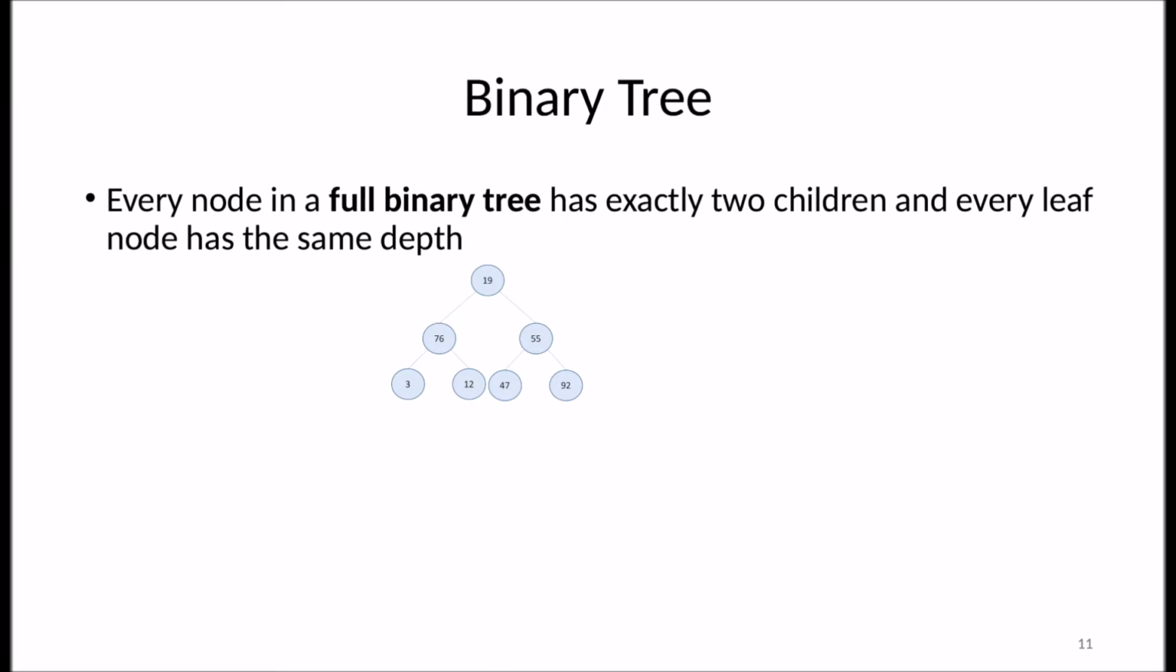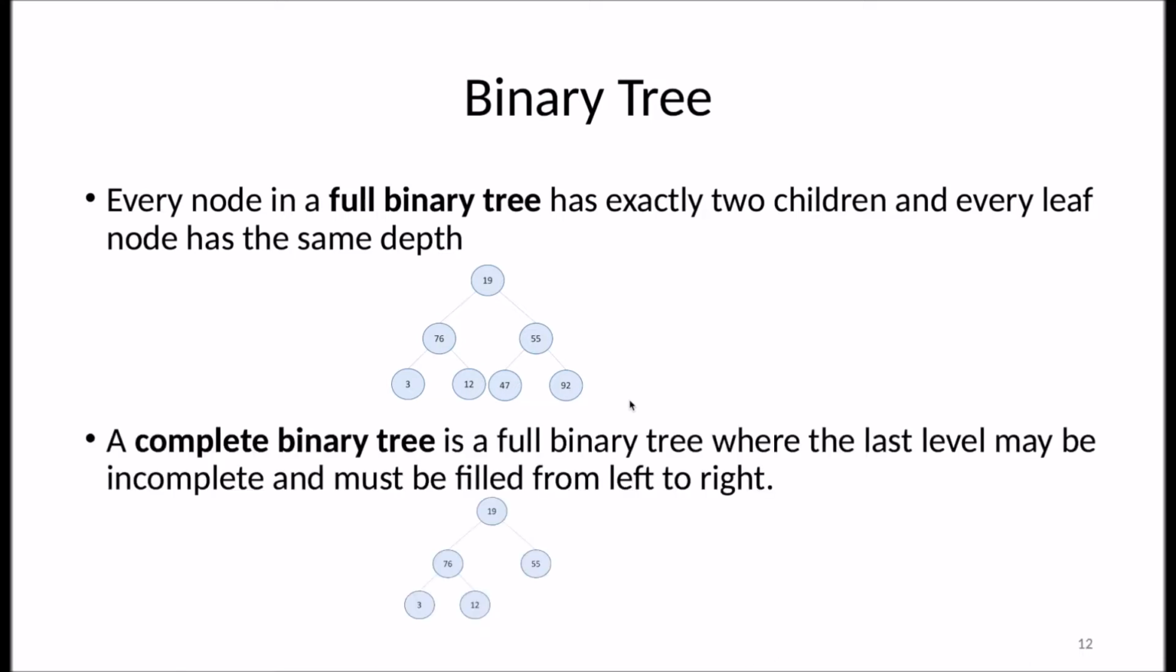A full binary tree represents essentially a triangle. That means every node has exactly 2 children, except for the leaf nodes, and the leaf nodes are all at the same level. So essentially, when you see a triangle that represents a binary tree, this is a full binary tree.